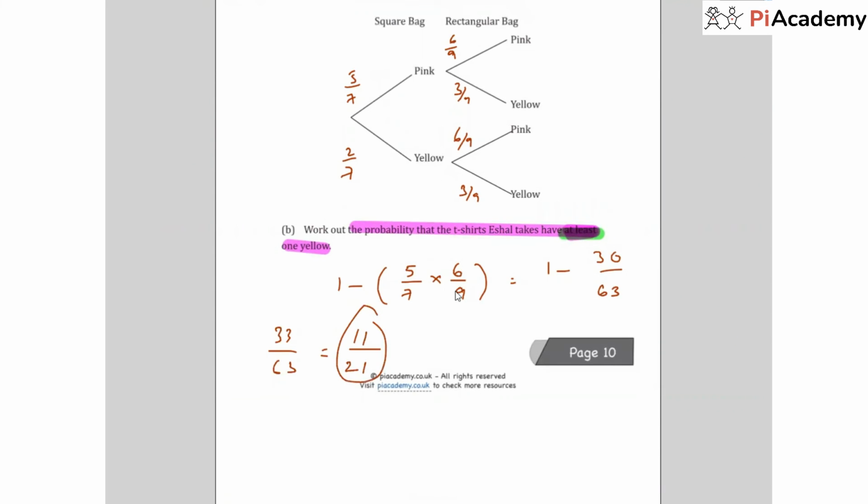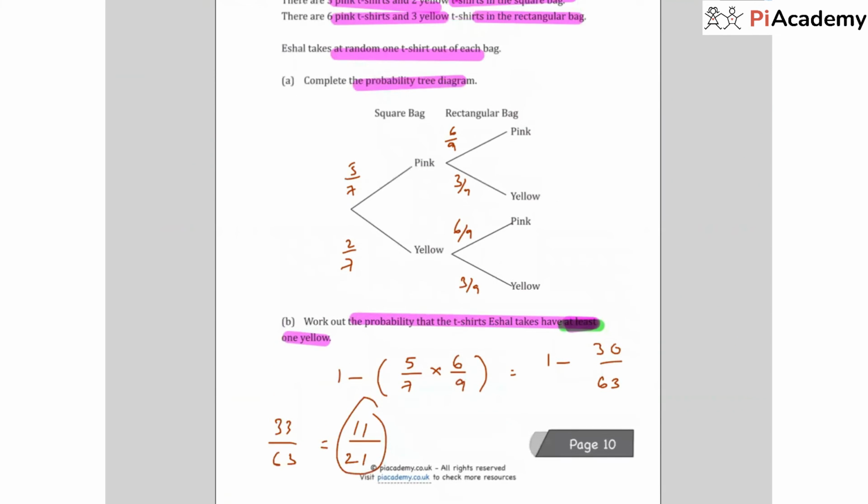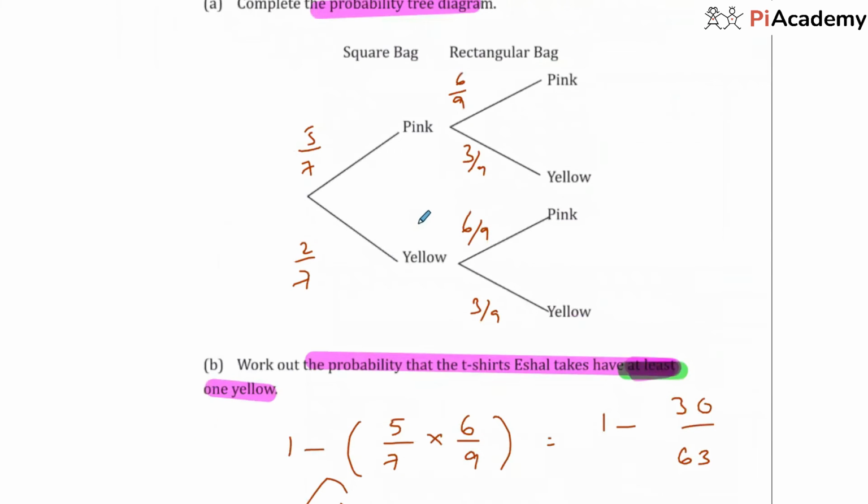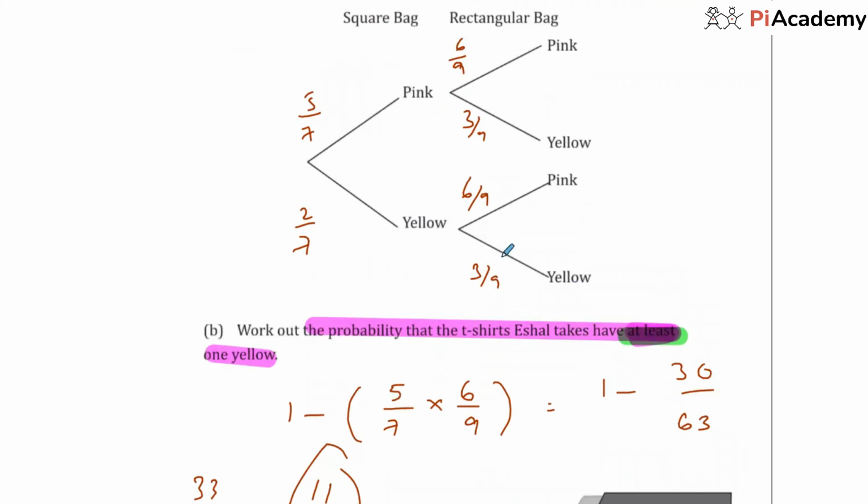Why did you do that, 1 minus 5/7 times 6/9? Can you explain to us? Yeah, it's because that's the only combination that does not have yellow in it, and the question is at least one yellow. So instead of multiplying all the combinations with the yellow together, you can just multiply the one combination which doesn't have yellow. Wonderful. Makes sense, guys. Others?